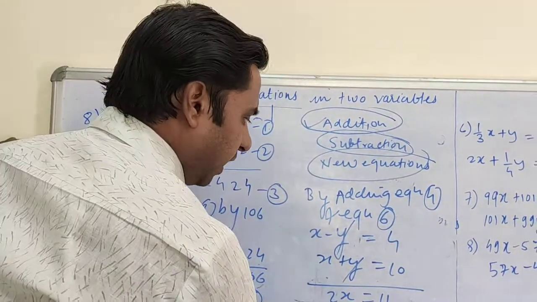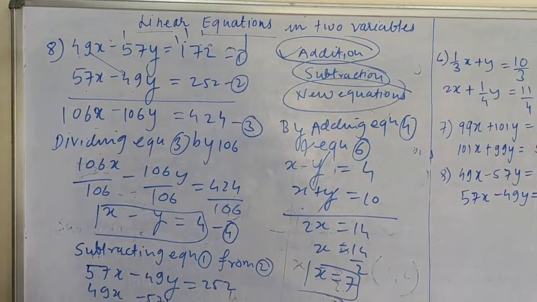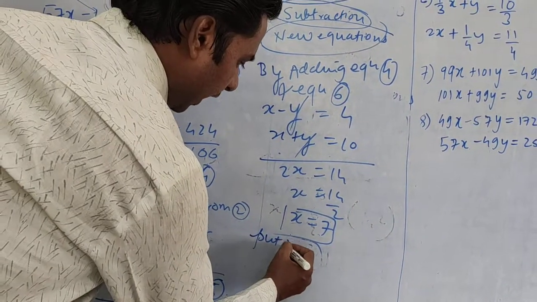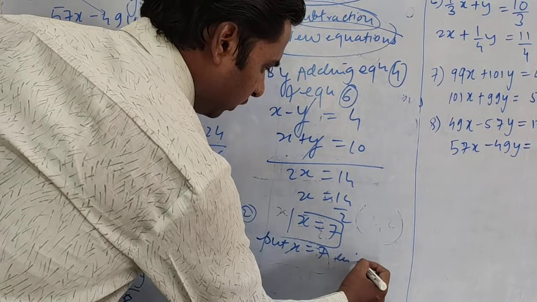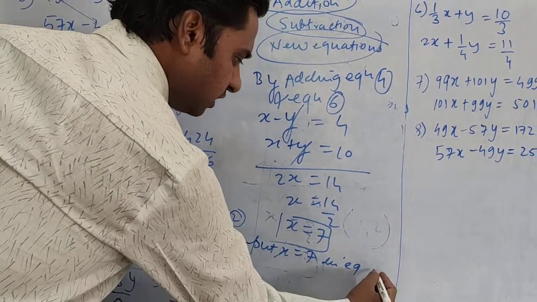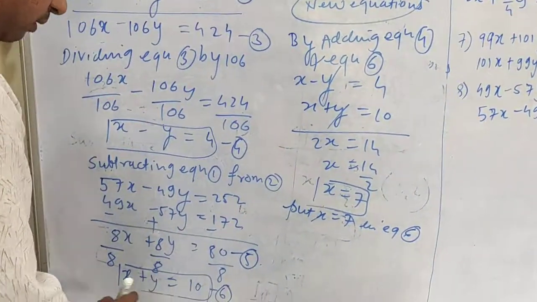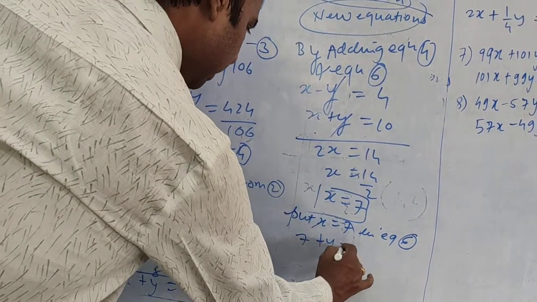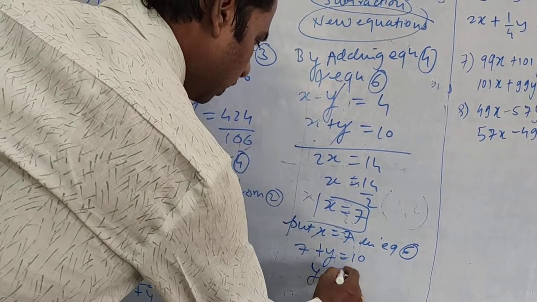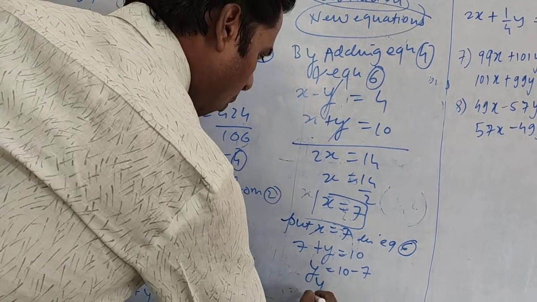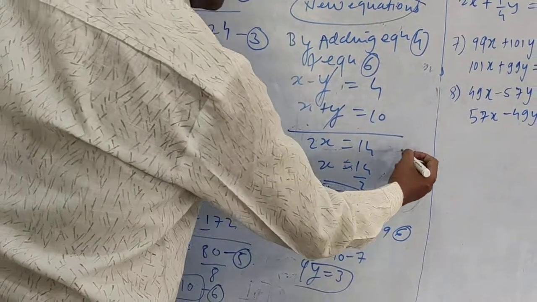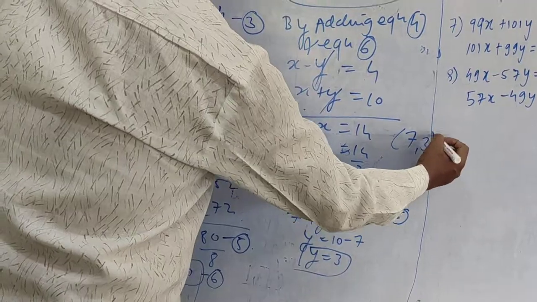Okay, this we can put in any of the equations. So let us put it in equation 6. Put x is equals to 7 in equation 6. So we will be getting 7 plus y is equals to 10. So y is equals to 10 minus 7, y is equals to 3. So solution set is 7, 3.